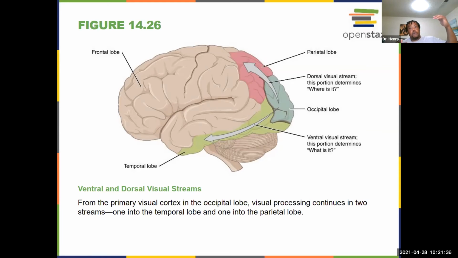Okay, so here, what is it? Okay, so it's a deer. I recognize that it's a deer. Now, where is it? That's going to be recognized here. It's going to go from our occipital to our frontal, our dorsal stream. Okay, so in this case, this is going to be our dorsal visual stream. And then from our occipital to our temporal, that's going to be our ventral.